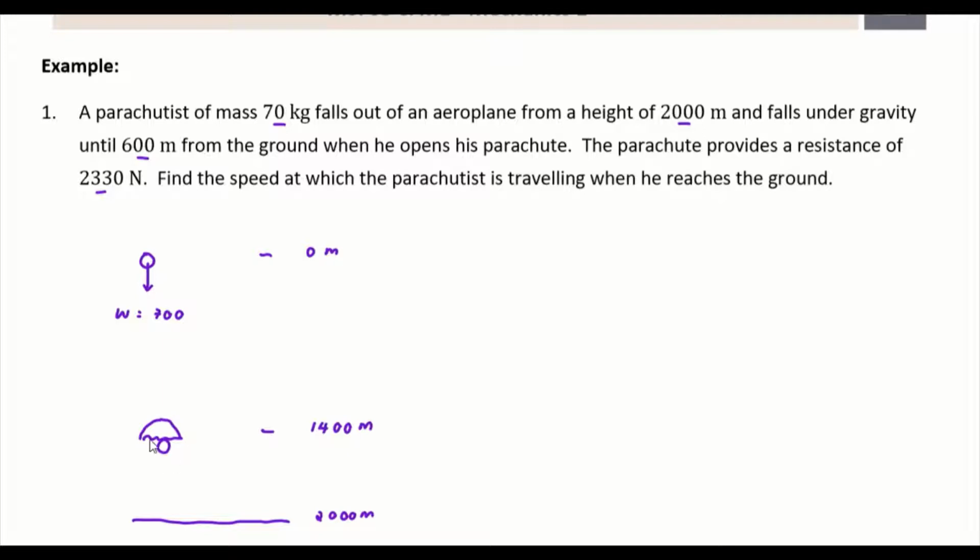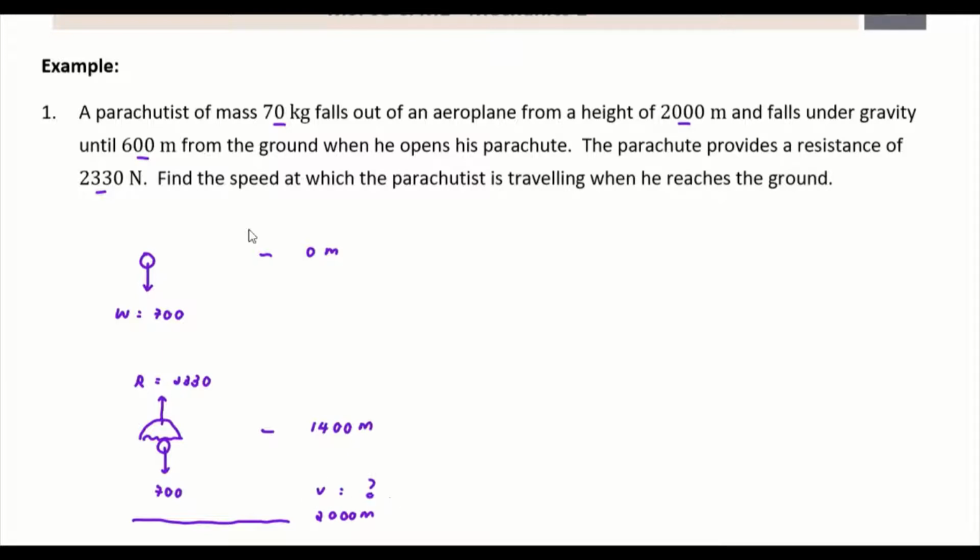Then the parachute provides a resistance of 2330 Newton. So there is a force that opposes the motion, which is going up. The resistance is 2330, and the weight is still the same here. That's basically what is meant by the question. Question one is to find out what is the speed at which the parachutist is traveling when he reaches the ground, which means I want to find out what is the V when he is here.